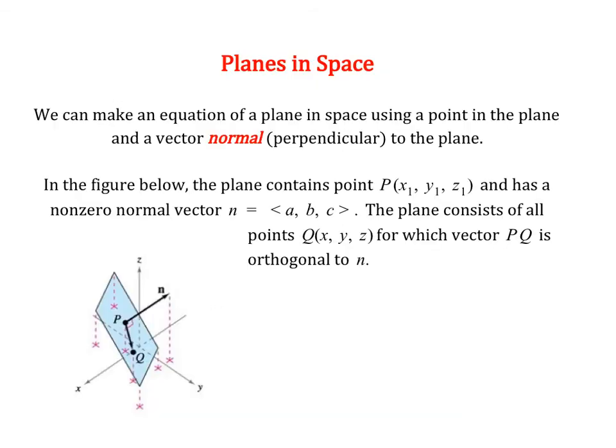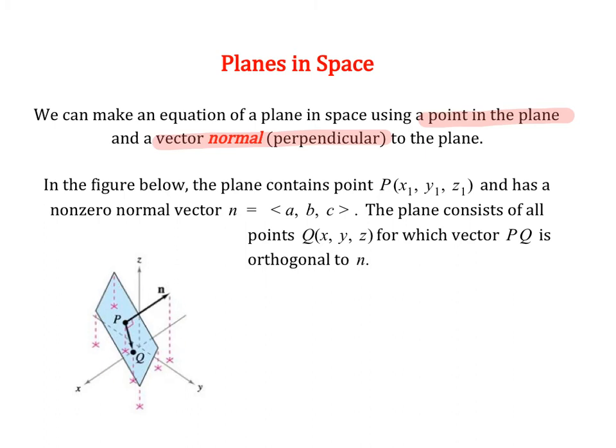All right, so now we're going to talk about how to write an equation of a plane in space. For this one, you actually need different sets of information. You still need to know one point on the plane, but now you have to know a vector that is normal or perpendicular to the plane. For lines, we wanted a vector that was parallel. For planes, we want a vector that is perpendicular. And the word normal just means perpendicular.